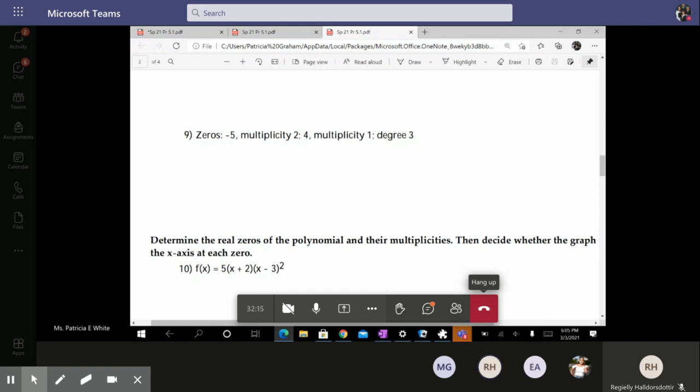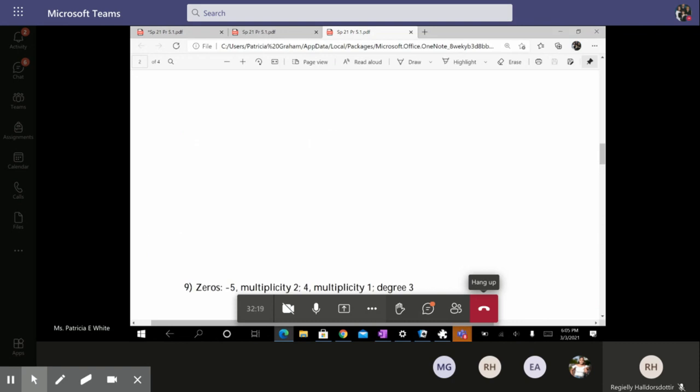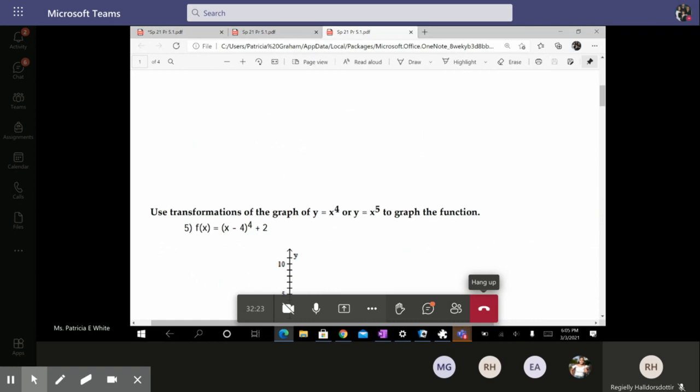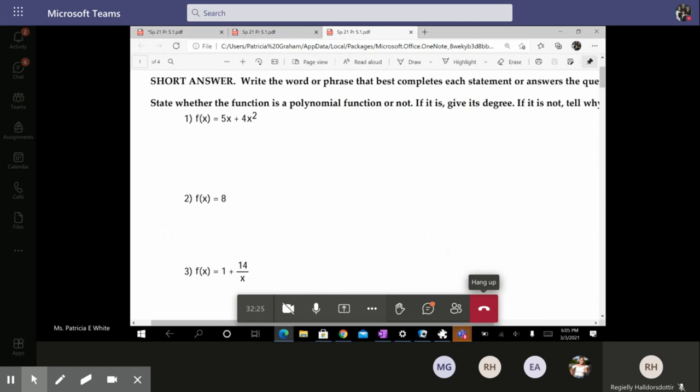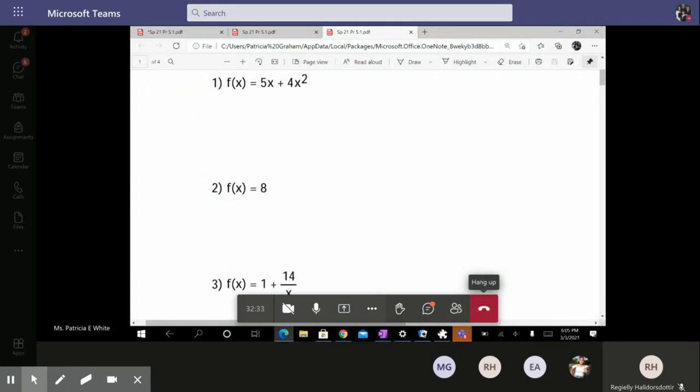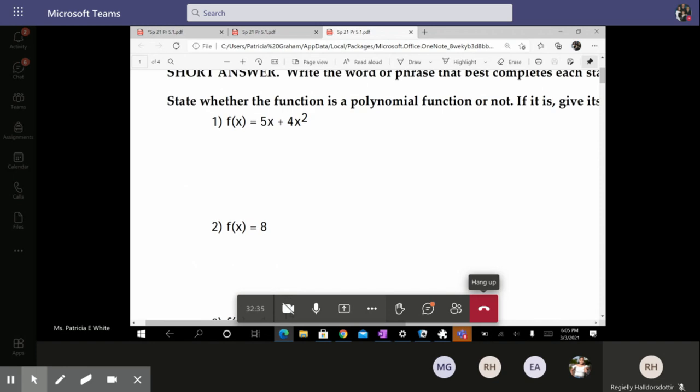So tonight we're going to start talking about polynomials, 5-1. I hope you guys can see the screen. Start off with, we're talking about yes or no. Is f of x equal to 5x plus 4x squared a polynomial? Well, yes, that's a yes.